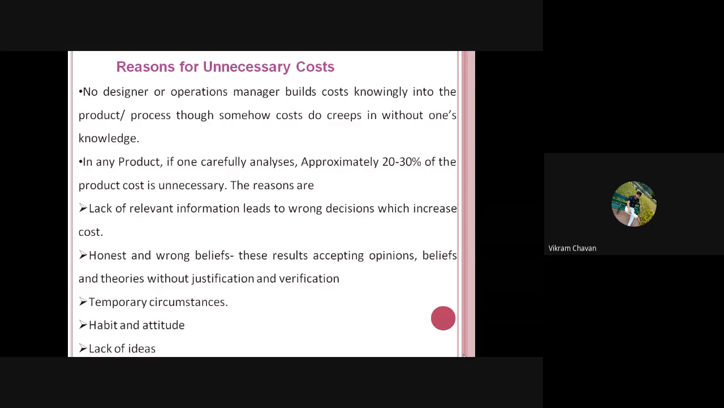Getting everyone? Is there any question, any doubt? Okay, shall I move ahead to the next point?